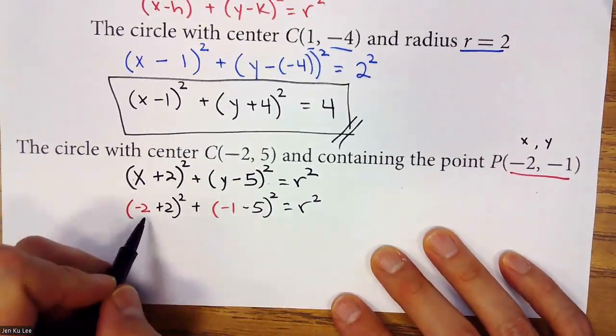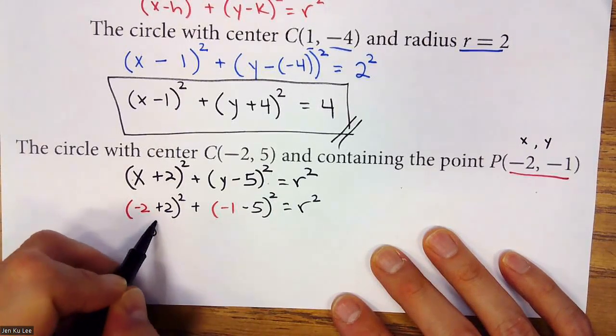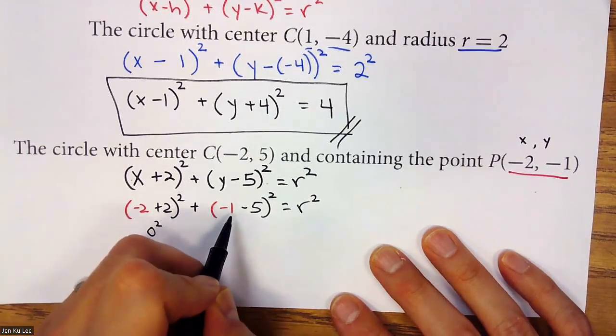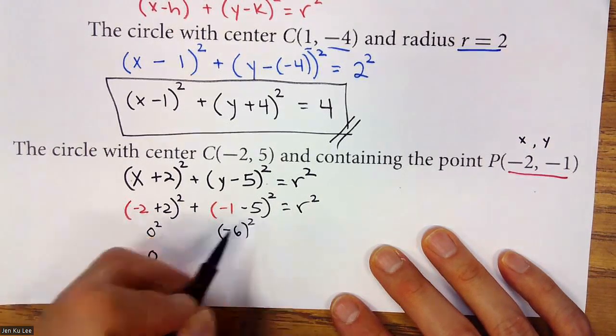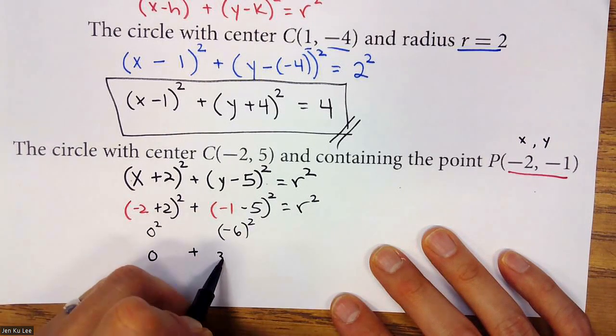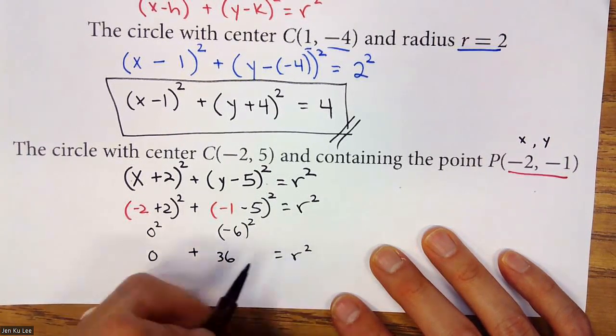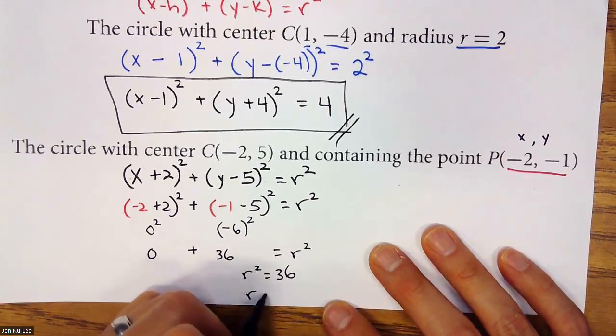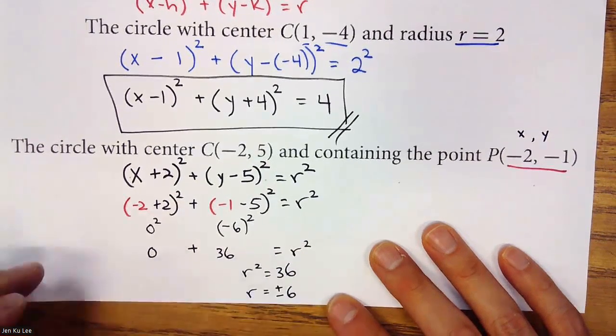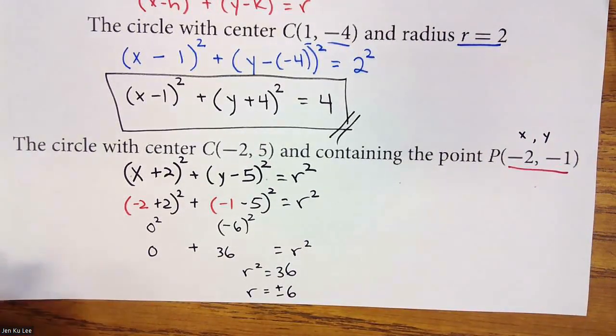So negative 2 plus 2 is 0. 0 squared is 0. Negative 1 minus 5, that's negative 6 squared, which is 36, equals r squared. So r squared equals 36. So we square root it. R equals plus or minus 6. Sure, but sometimes there's going to be a value here.